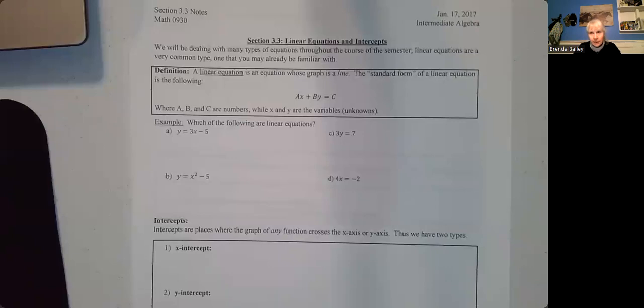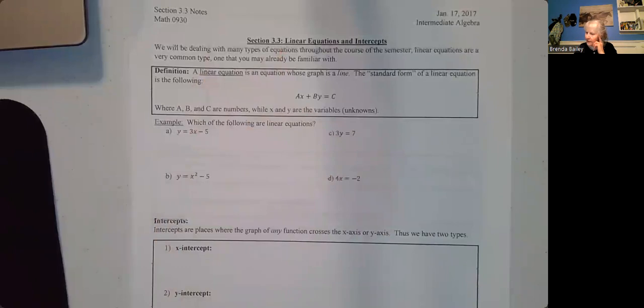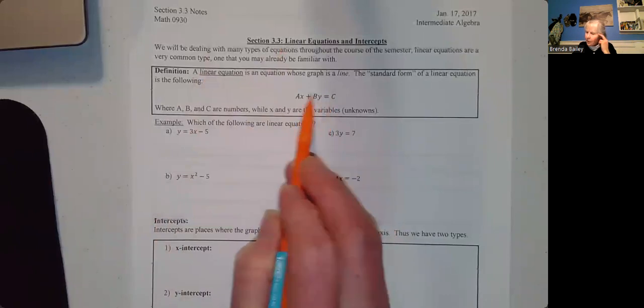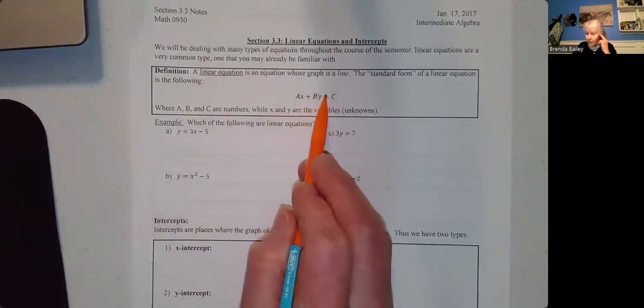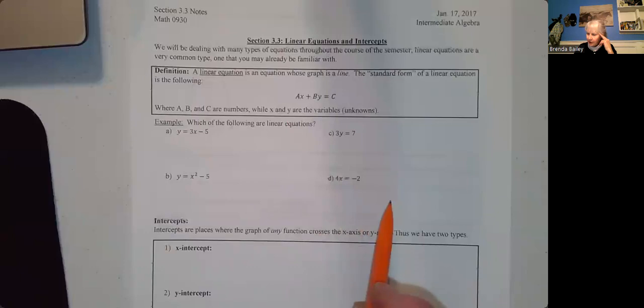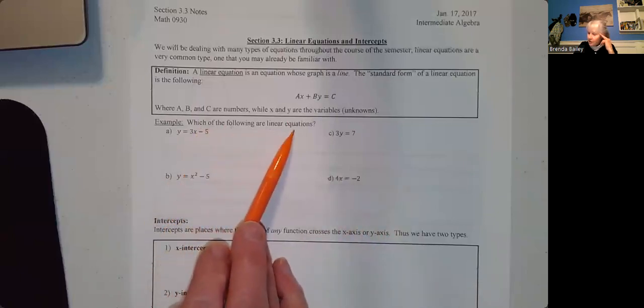And in order to be a linear equation, when you graph the solutions, it would form a straight line. See, thus we have the word line in this one right here. This is a basic form of a linear equation where A, B, and C are numbers. So here, in order to be a linear equation, the X and Y have to be to the first power, and they have to be added or subtracted to each other. So they can't be multiplied. And we'll do an example here in a minute. So which of the following are linear equations?